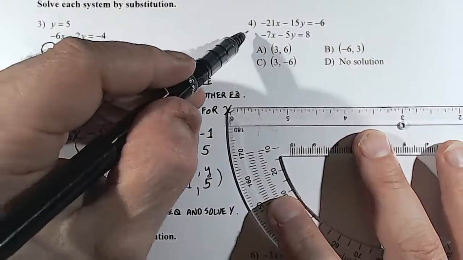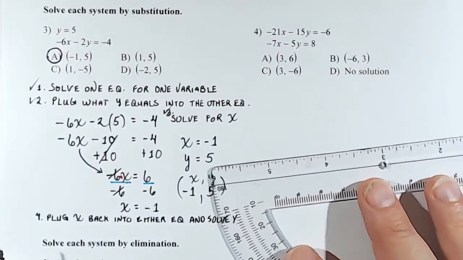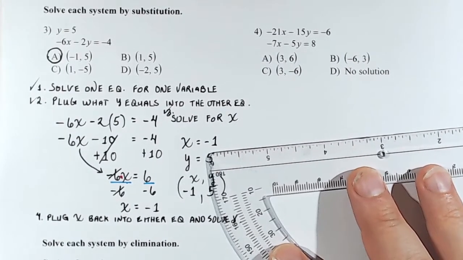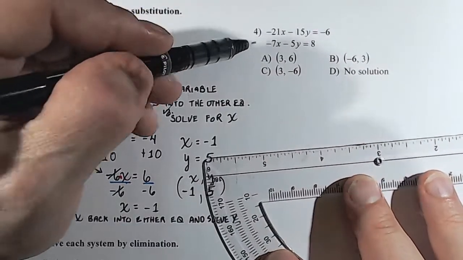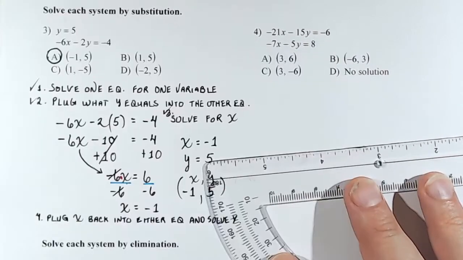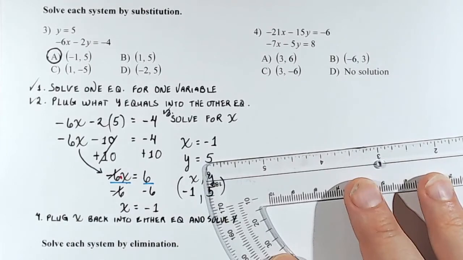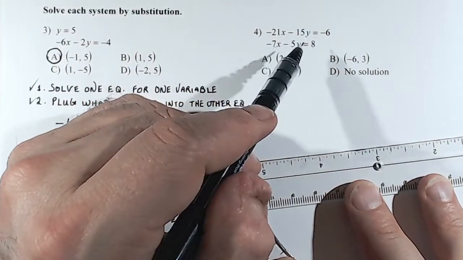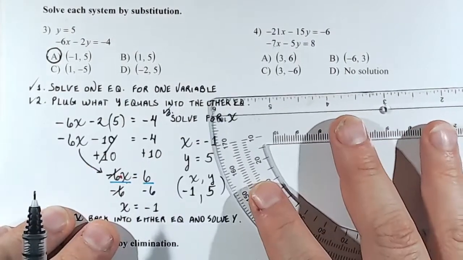So in number 4, I have to solve one of my equations for either x or y, and it doesn't matter which variable you solve for. But the bottom equation looks simpler to work with, so I'll solve the bottom equation for eeny, meeny, miny, mo, catch a tiger by the toe. I'll solve the bottom equation for y.